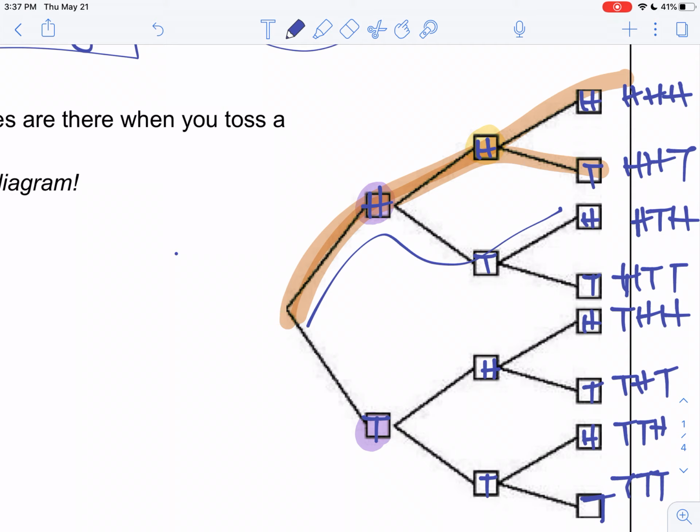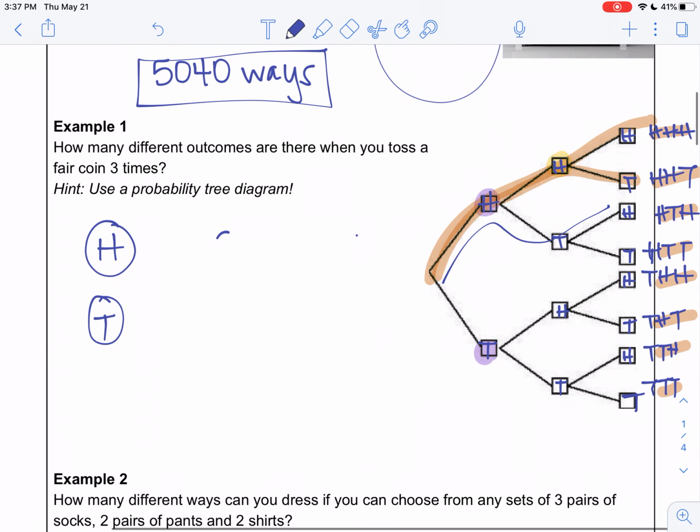If I count them all up, there are 1, 2, 3, 4, 5, 6, 7, 8 different ways to toss a coin 3 times. Now, tree diagrams, while lovely and help you organize your thoughts and give you a nice visual representation, can take quite a while. So you can think of it this way.